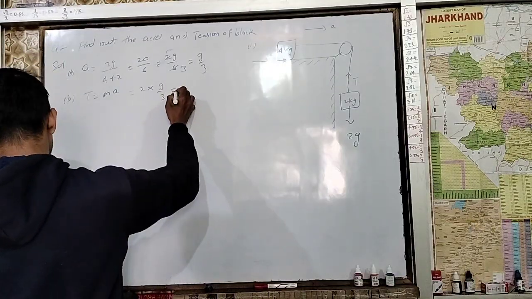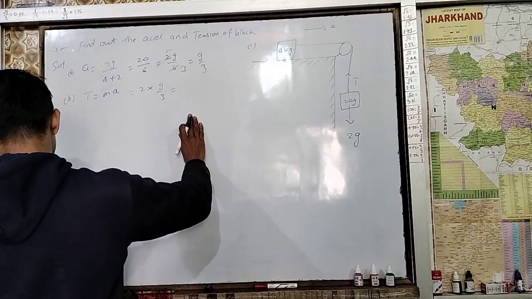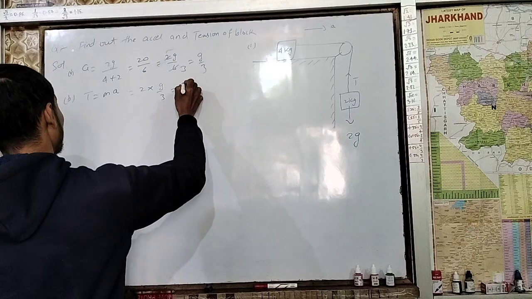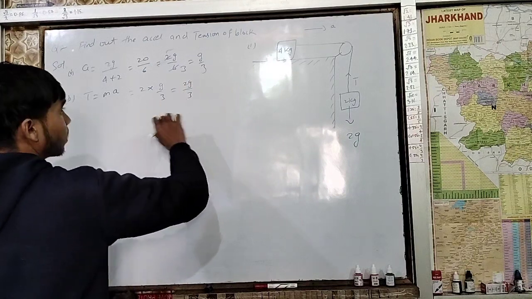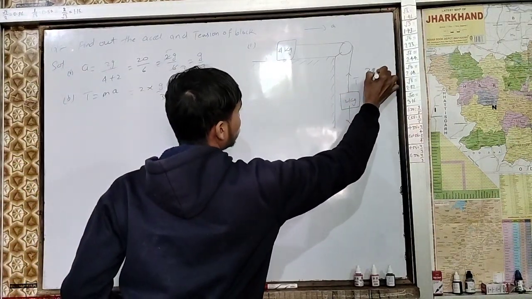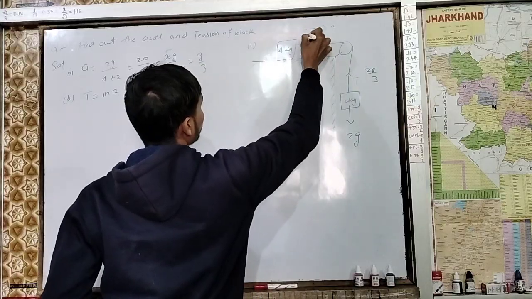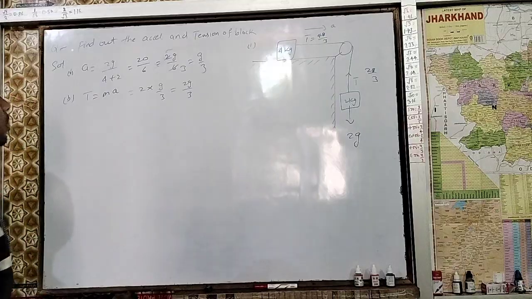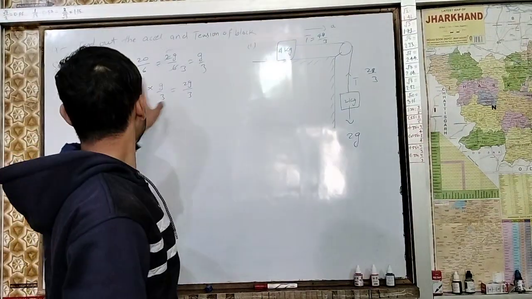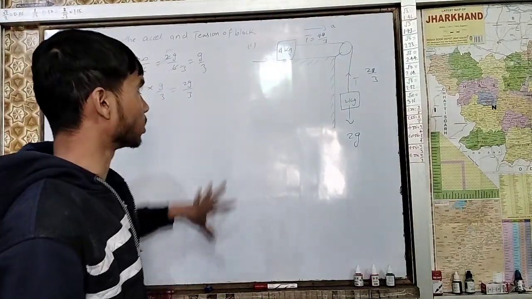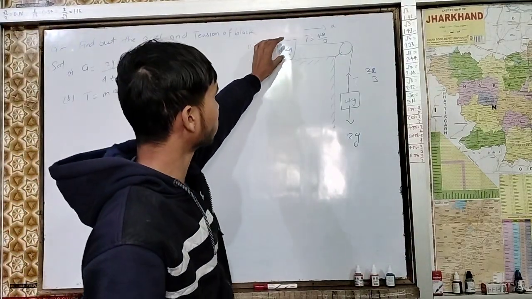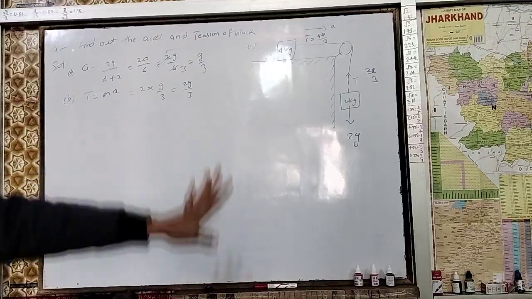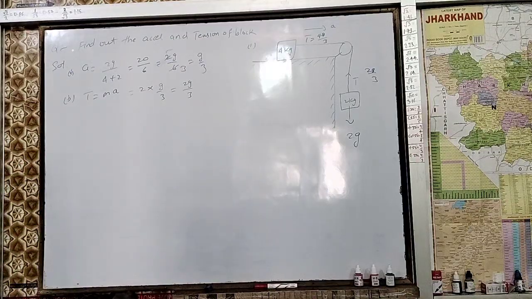So 2z upon 3 will be our tension for this one. For this one, tension will be 4z upon 3. Clear? Just T is equal to 4a for the first block. For the second block, T is equal to 2a.